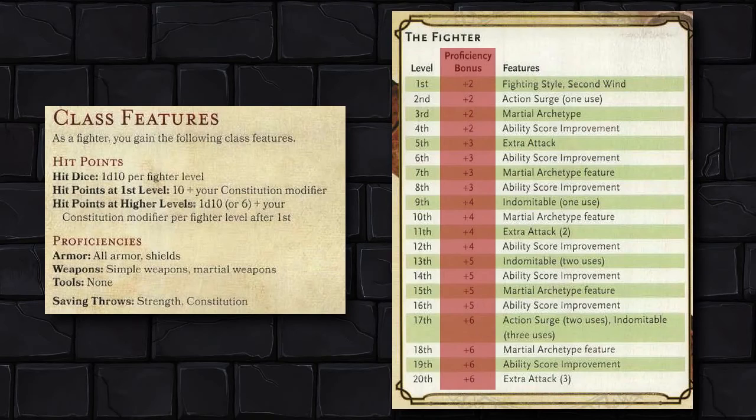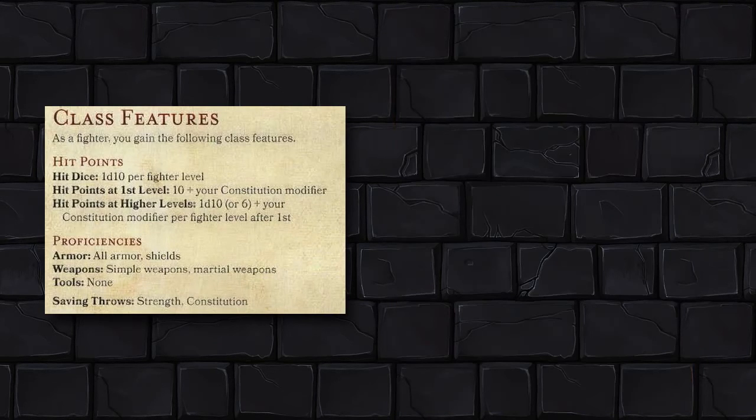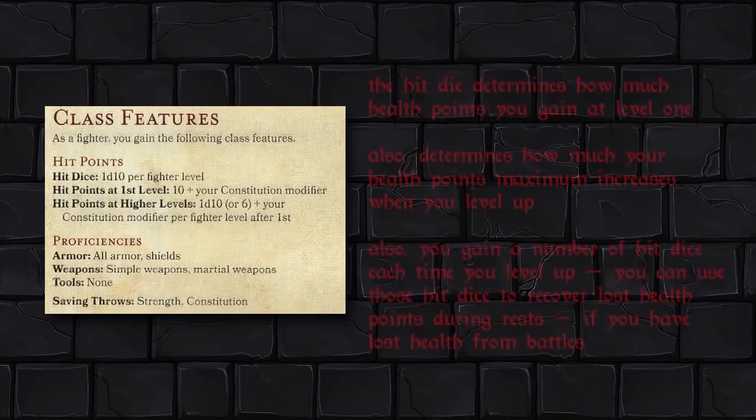It's going to tell you what your proficiency is going to be, what your features are going to be at every given level. And then it kind of gets into the important stuff. So starting from class features, the important part here is the hit dice, right? Every class has its own specific hit dice.